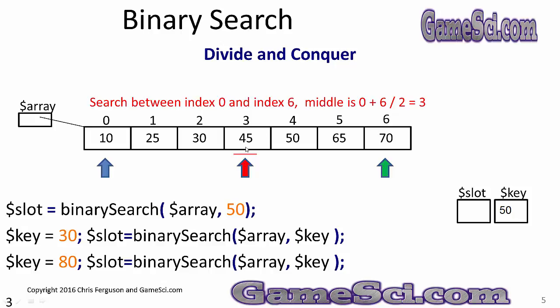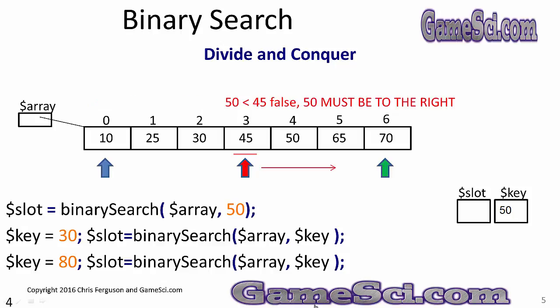This is why the data has to be sorted. If what I'm looking for is bigger than 45, I'll go to the right and search for it on the right. If what I'm looking for is less than 45, I'll go to the left and look for it on the left. In this case, our key or target is greater than that middle item. 50 less than 45 is false. 50 must be to the right. Is that clear? If the data is sorted, bigger numbers are to the right, smaller numbers are to the left.